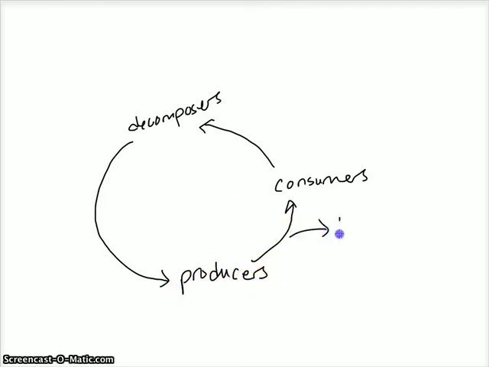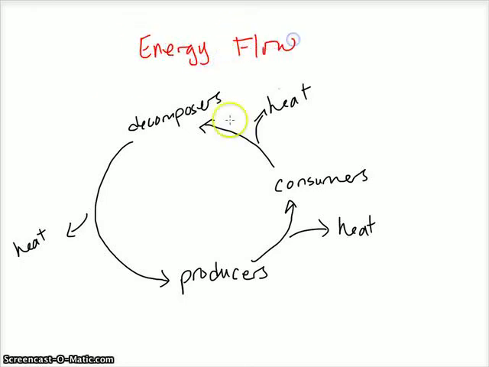At each level, heat is lost. About 10% of heat is lost as we go through each level. And this whole diagram is called energy flow. So again, we'll look at it.